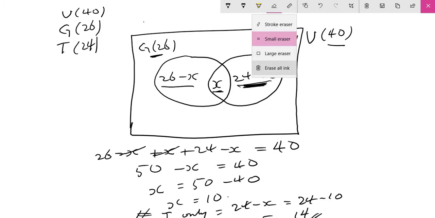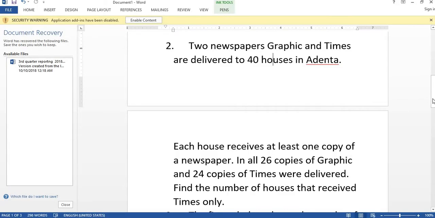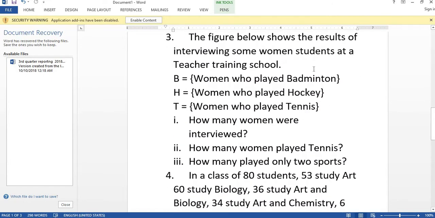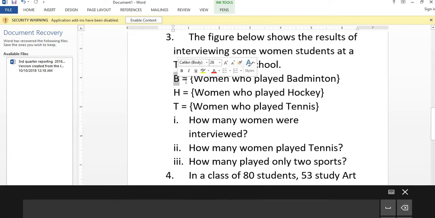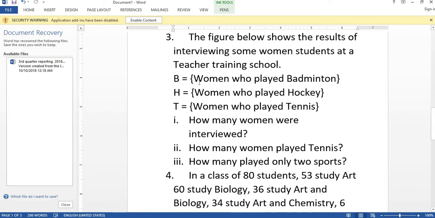Okay, so let's move on to the next question. The next question says, the figure below shows the results of interviewing some women students at a teacher training school. Okay, I actually couldn't show the figure here. I'll draw it in the sketch pad. So B in the figure indicates women who played badminton, whatever that game is. H for women who played hockey, and T for women who played tennis. And we are supposed to find how many women were interviewed, the universal set, how many women played tennis, how many played only two sports.